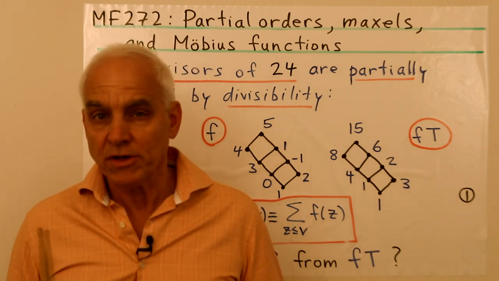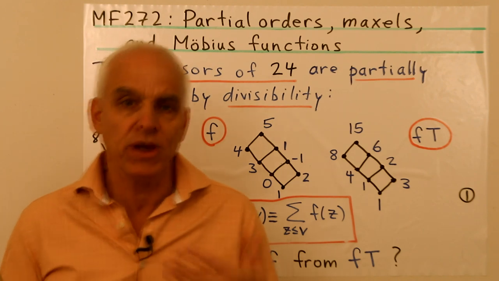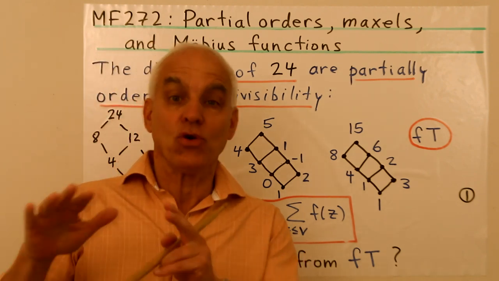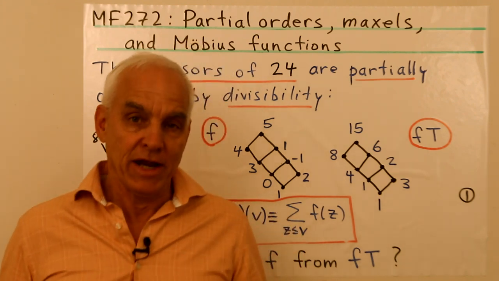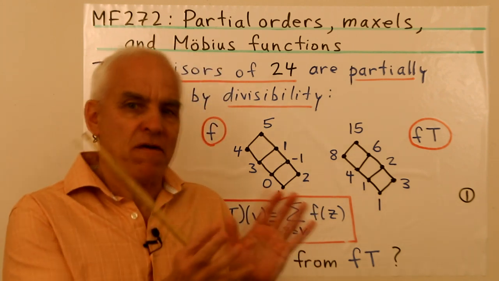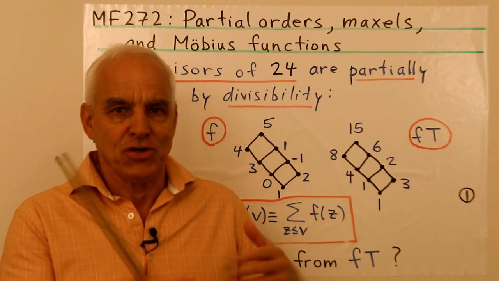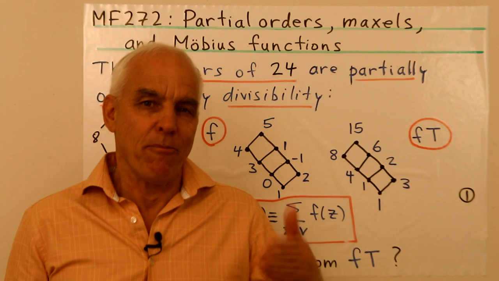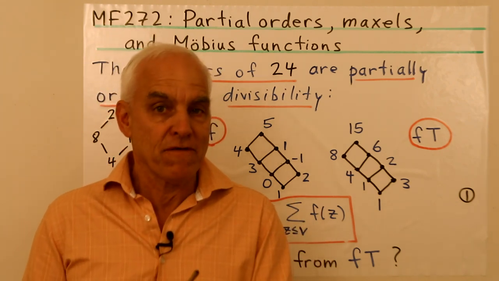In today's video, I want to take the Boole-Mobius transform and put it into a larger context, connecting it with the combinatorial theory of partially ordered sets, explaining the connection with the Mobius function, and suggesting further directions to generalize what we've been talking about in the context of maxel theory, which is my preferred framework for linear algebra.